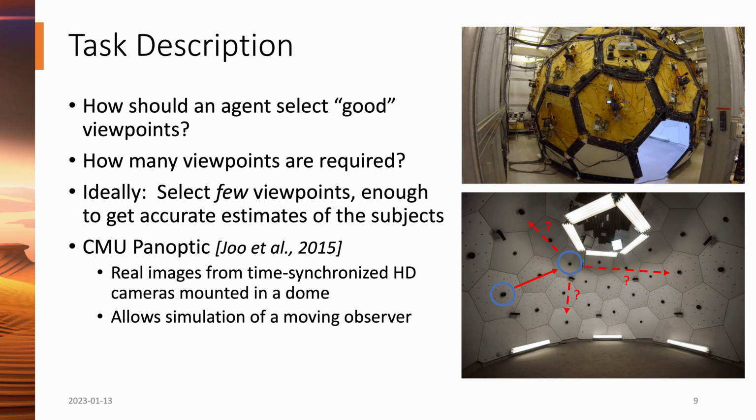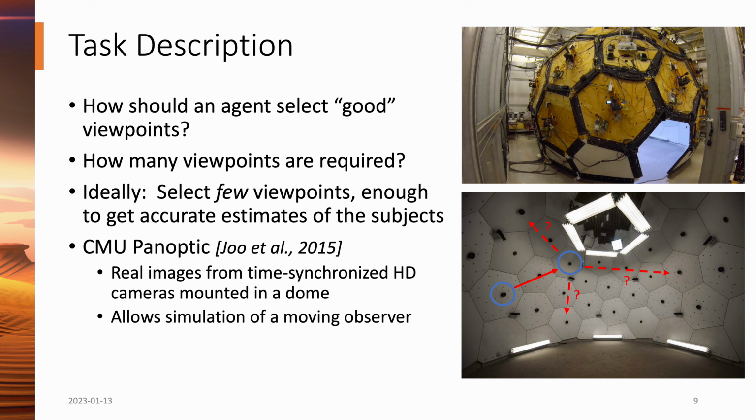So the task is to learn an agent that selects good viewpoints, good in the sense that they yield low error reconstruction of the subjects in the scene. Furthermore, selecting too many viewpoints is both computationally inefficient, and some viewpoints might even hurt the reconstruction due to noisy estimates by the underlying pose estimator.